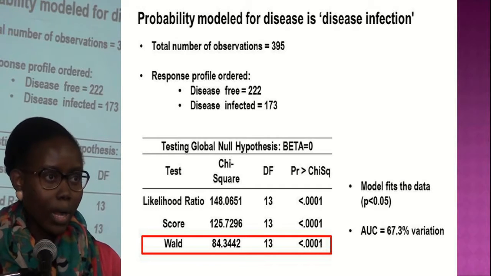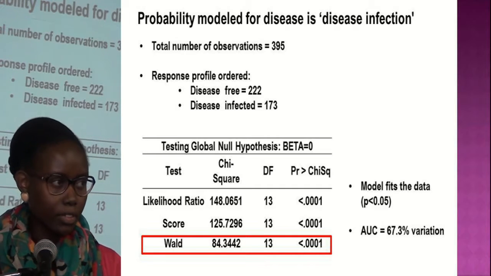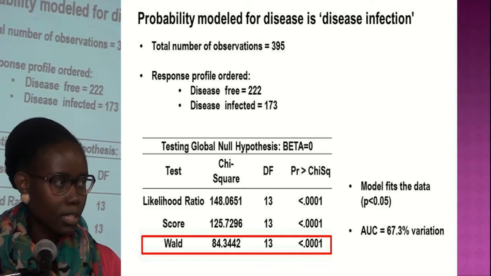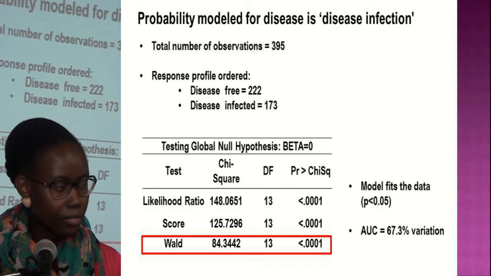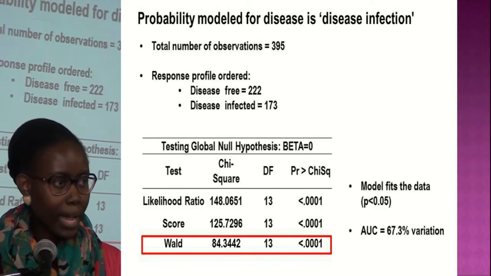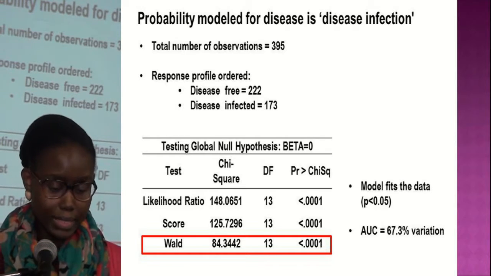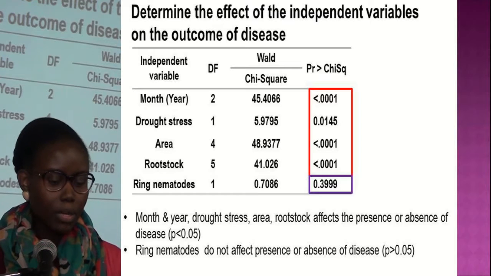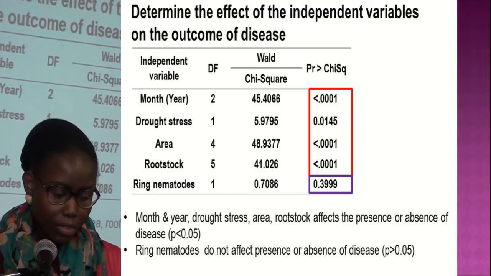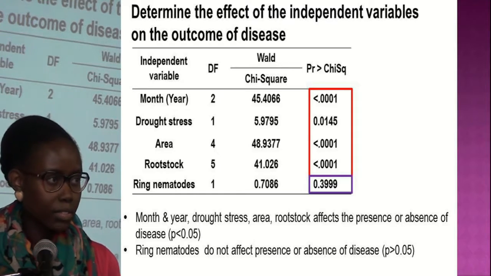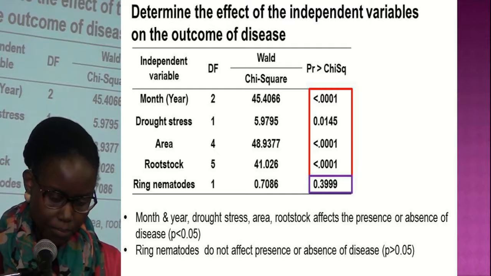We included a Wald statistic to assess the significance of the association between the factors and disease infection. The Wald statistic was significant, which means that the combined factors were associated with disease infection. We then determined the effect of each of the factors on the outcome of disease. We found that all but ring nematodes significantly affected the outcome of disease.